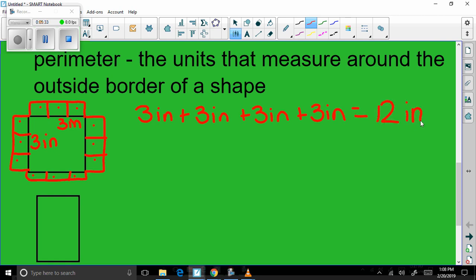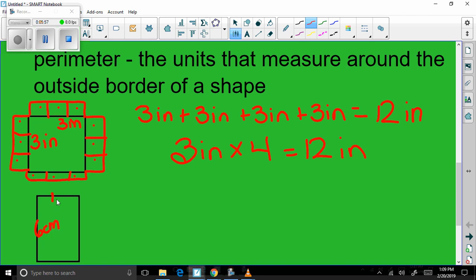So you could do 3 inches plus 3 inches plus 3 inches plus 3 inches equals 12 inches because we're not multiplying the units together. It's 12 inches all the way around the outside border. Because this is a square, you can say, oh, it's 3 inches times 4 sides, which also gives you 12 inches. Okay? Now, we're talking about the same dimensions that we had up there.